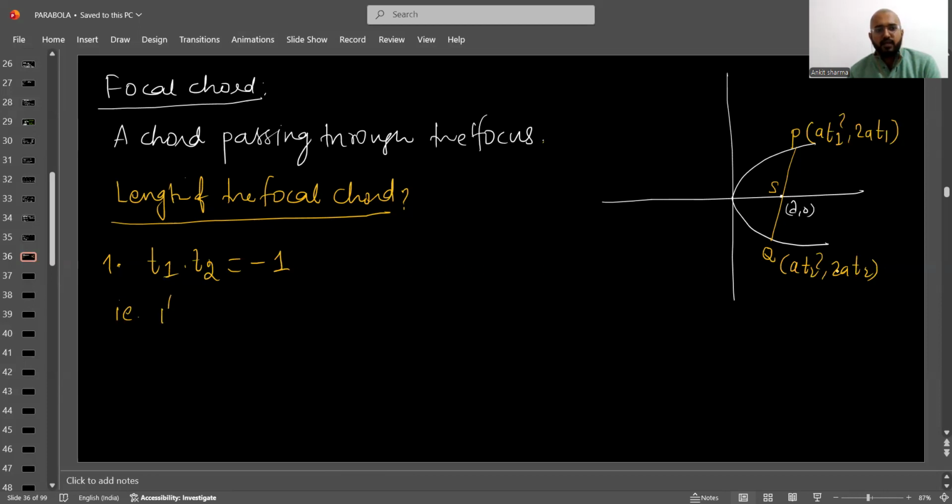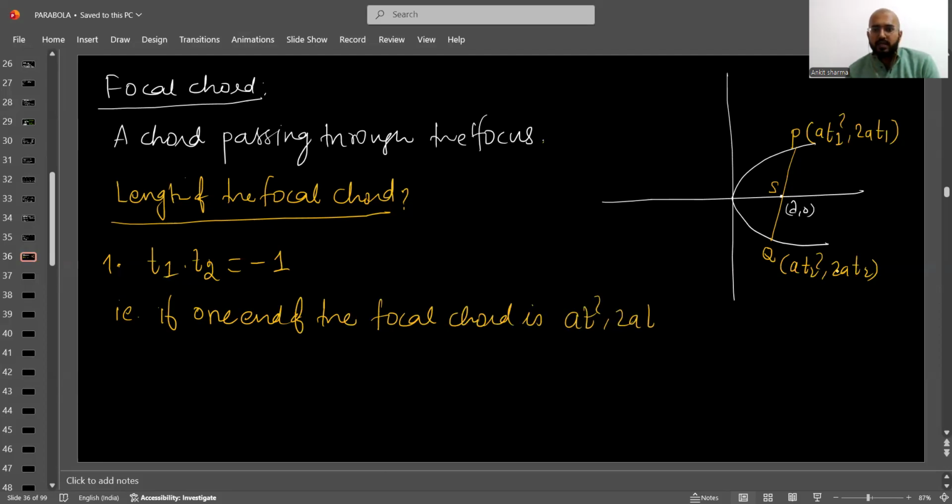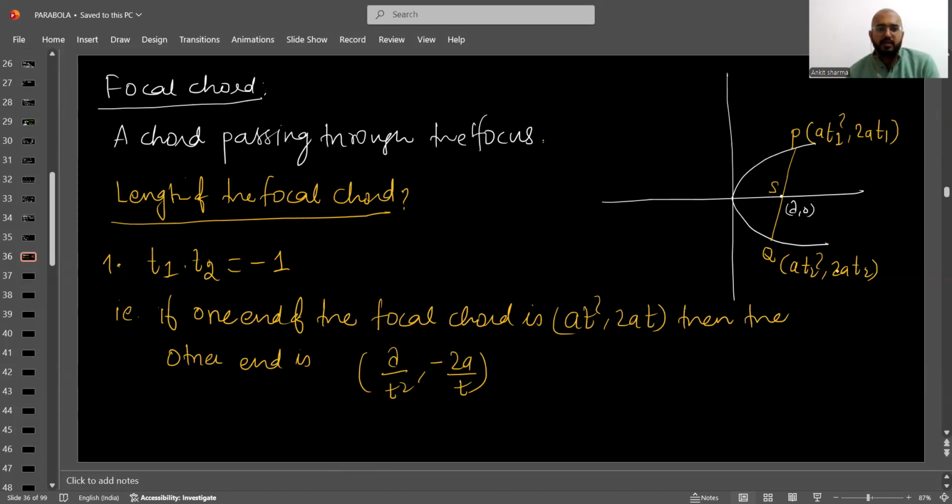That is, if one end of the focal chord is known, if one end of the focal chord is at (a t square, 2a t), then the other end we can directly find out. Then the other end is (a by t square, minus 2a by t). We can use the fact that t1 into t2 is -1, so t2 is definitely going to be -1 over t1. So you can simply replace it by this. Now let us see what it is.